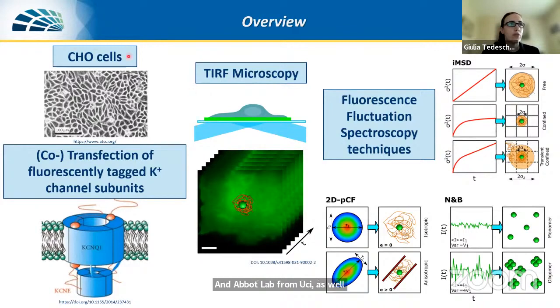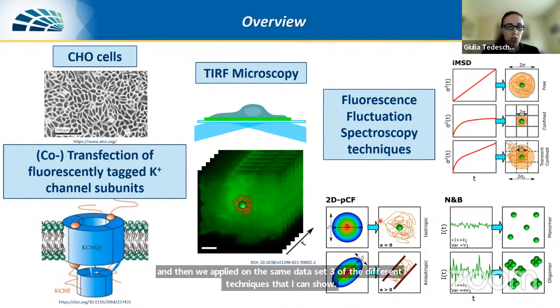We use CHO cells, so Chinese hamster ovary cells. We transfected or co-transfected them with fluorescently tagged potassium channel subunits. We used total internal reflection microscopes to get our data set, since this is a membrane channel, so we were interested in acquiring data only from the membrane. And then we applied three different techniques to the same data set. I'm showing here: MSD, number and brightness, and 2D PCF.